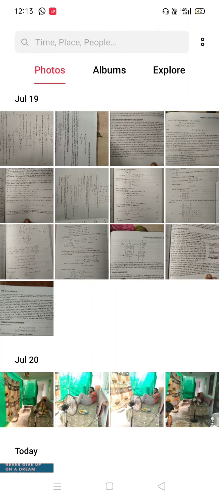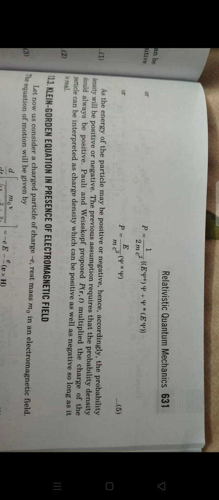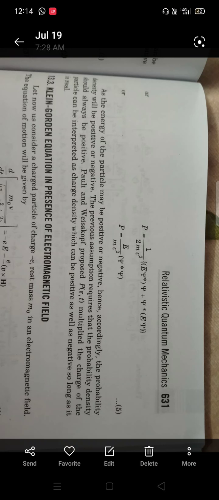So yesterday we discussed the current density, and this is the charge density. When the probability density is multiplied by the charge of a particle, it becomes the charge density. So remember that. Okay. Thank you.